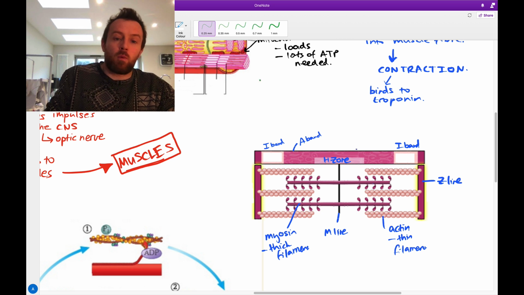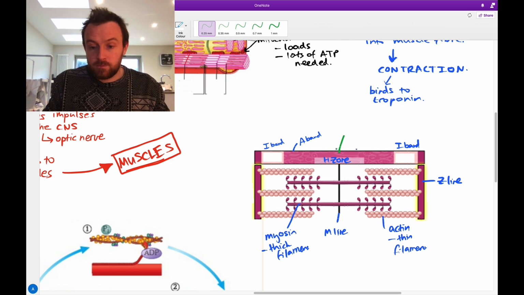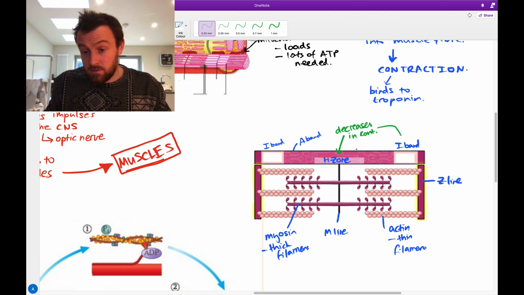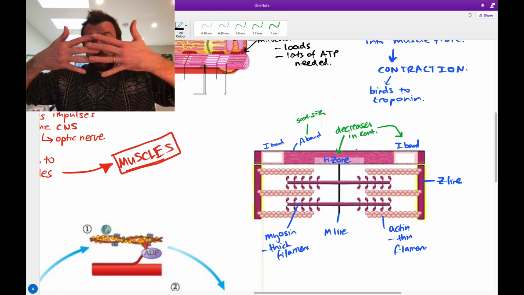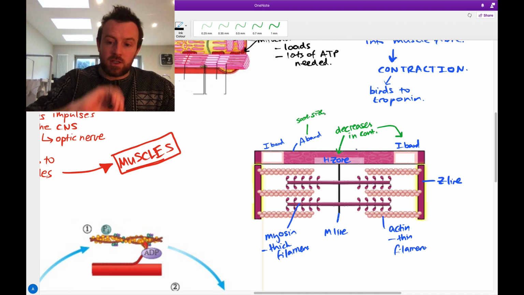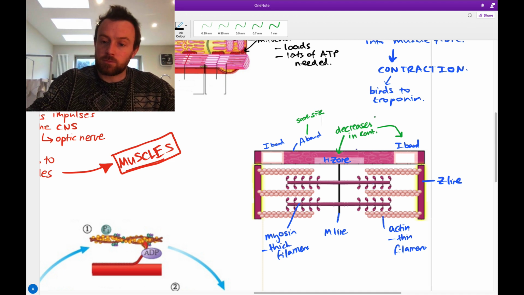And then we also need to know about what's happening during contraction. The H zone decreases in contraction. So does the I band. The I band also decreases during contraction, whereas the A band does not. It's the same size, because we've got the sliding like that. Okay, let's go back to that animation.